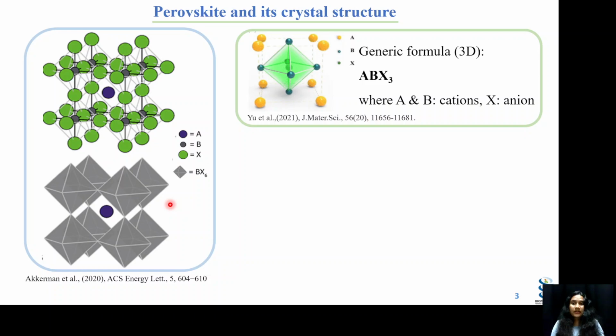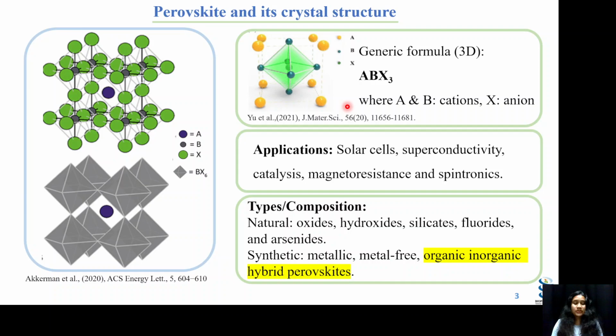One unit cell, that is along this part, is shown here, where the corner shaded ones are cation A. It could be here, here, here, and here, like shown here. And one unit cell consists of one octahedron, and the corner ones are the anion X, and the central one is the cation B. So based on the composition of A, B, and X, they have various applications and are classified into various types. So perovskites find applications in various fields like solar cells, superconductivity, catalysis, and spintronics. And based on their composition, they are of various types.